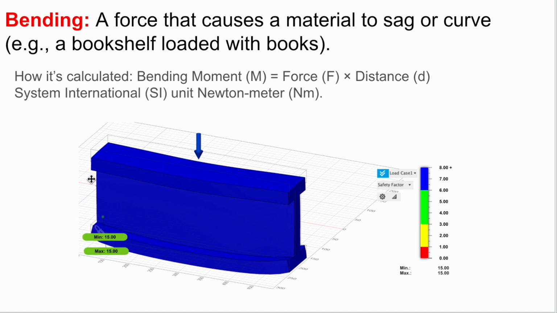And this is an interesting force in that you have compression on this side of the I-beam. This side of the I-beam is being squished or pressed, so it's under compression. And on this side, you're getting tensile or pulling forces. So this is actually being pulled on this side and pushed on this side. So compression and tension all in one. And again, that's measured in Newton meters.